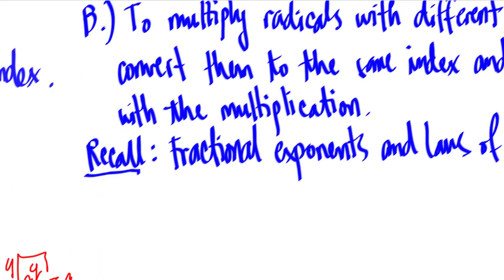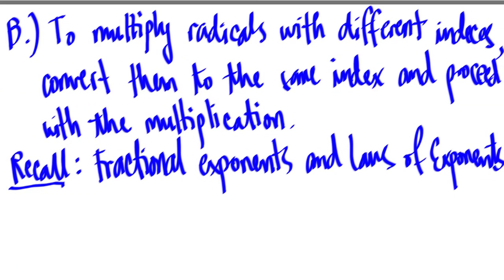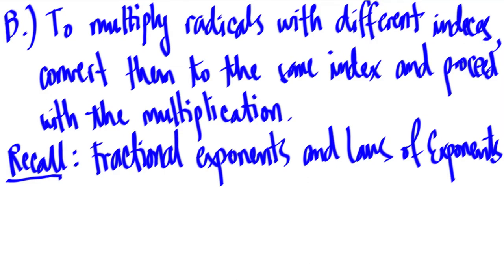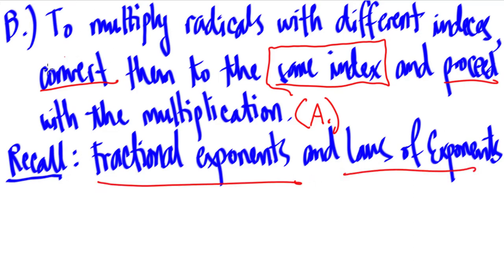Letter B states that to multiply radicals with different indices, what will we do? Convert them first. Okay, be with me here. Convert them first to the same index and proceed with the multiplication, which is shown in letter A. We will just follow that. And we will be recalling fractional exponents and laws of exponents when we convert them to the same index.